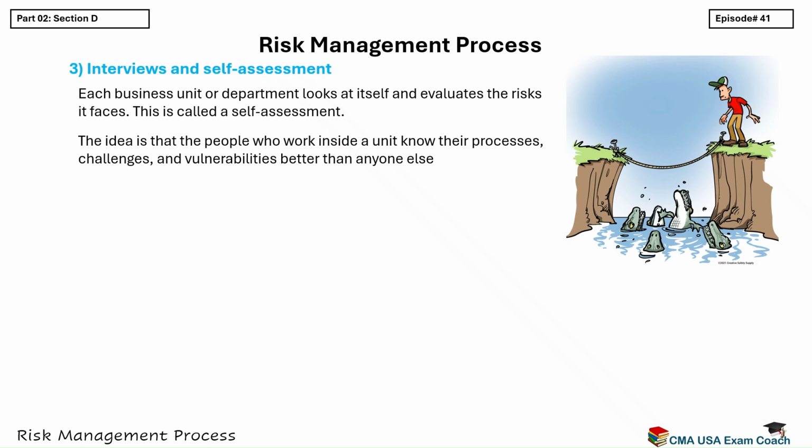The IT department might highlight risks like data breaches, system downtime, or outdated software. After completing their self-assessment, each unit submits it to the Central Risk Management Coordinator or team. This way, the organization collects information directly from the source, ensuring no area is overlooked.